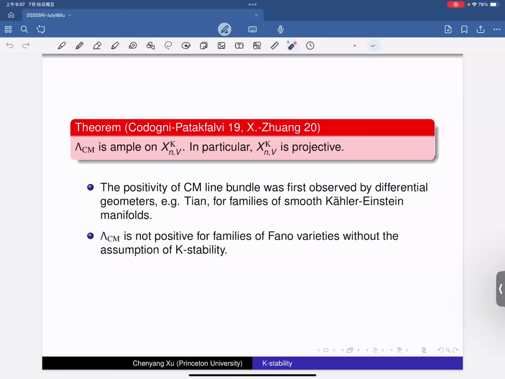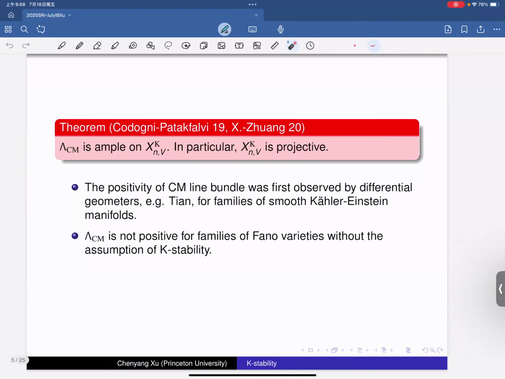You may wonder why we expected this line bundle to be positive. There was some reason, again coming from the Kähler-Einstein metric side, that was observed by different geometers for a long time, for instance Tian. The second remark is what I just said, that this same line bundle is actually not positive if you don't have a stability condition. So somehow the proof has to incorporate the stability condition.